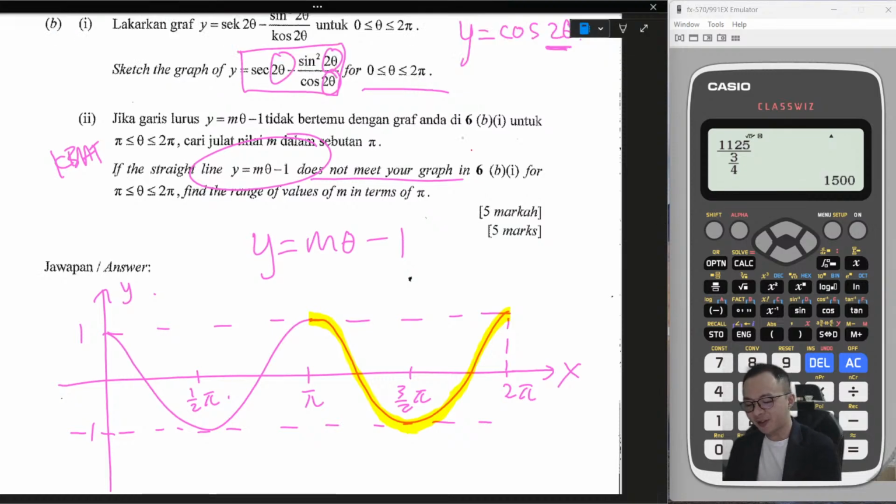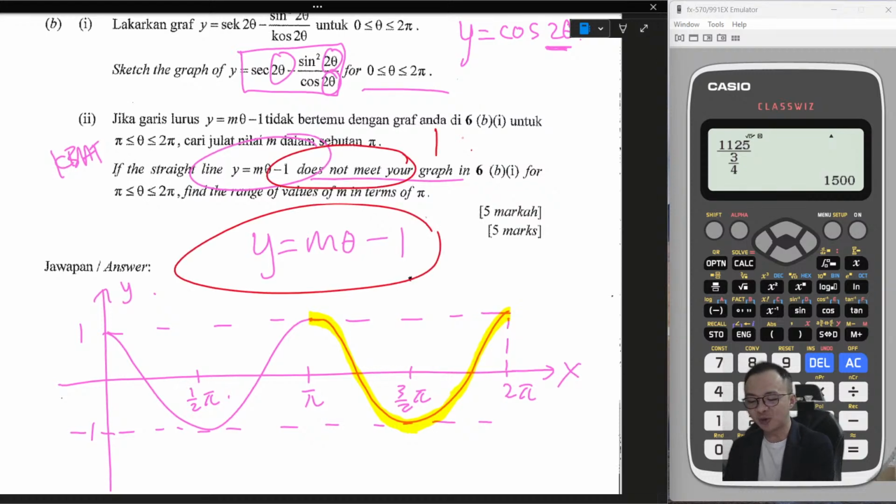The first thing is for this, some students might say, sir, does not meet, can I do b squared minus 4ac less than 0? Can or not? The short answer is cannot. Why? Because b squared minus 4ac only applies to the quadratic equation. And this is a trigonometric graph, so it's not quadratic, so you cannot do b squared minus 4ac. So this one you need to understand the gradient a bit. And then they indicate the c must be -1.